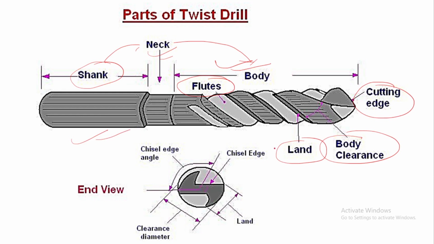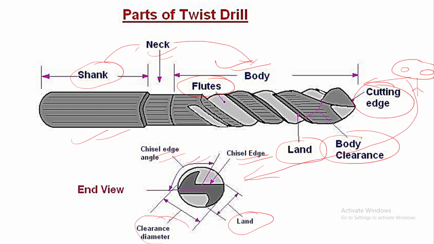So this is the end view, while you see the drilling tool from here. Definitely it will look like this. This is the type of geometry. This is the chisel edge. This is the chisel angle, how much angle this has. This is called the chisel angle. This is the land of the tool, and this is the clearance diameter, you can see. So this is regarding the parts of a twist drill.